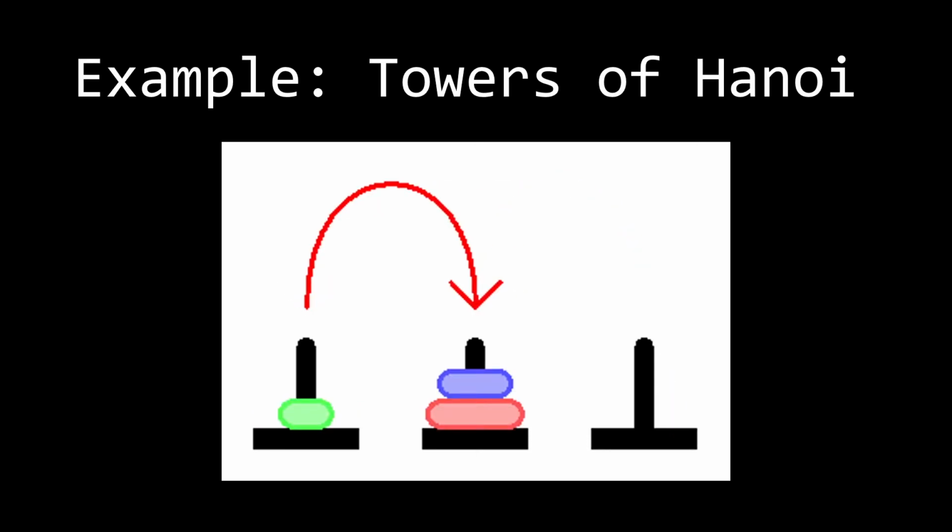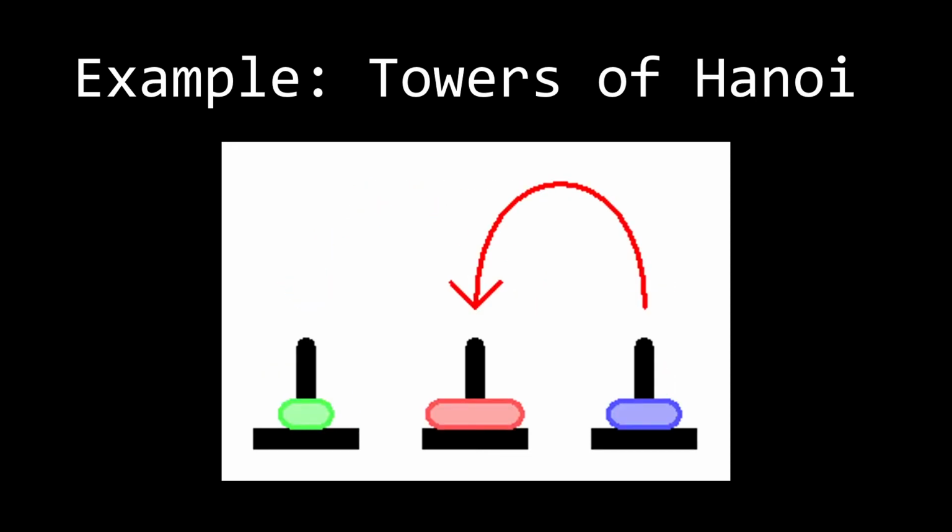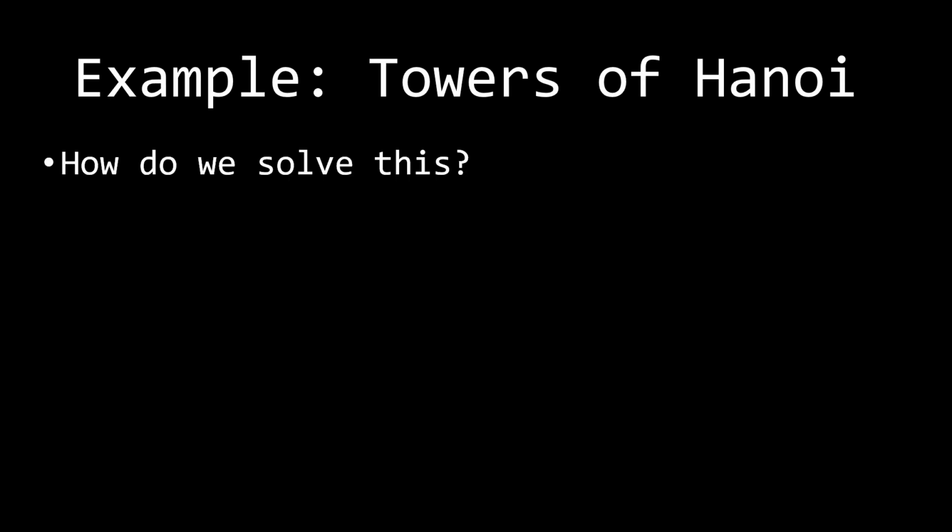Okay, so this looks pretty easy with n equal to 3. But in the real problem, n is equal to 64. And in that case, how do we know what set of moves we should make? So you might be asking yourselves, how do we solve this problem? Well, since this video is about recursion, we're probably going to be using recursion.